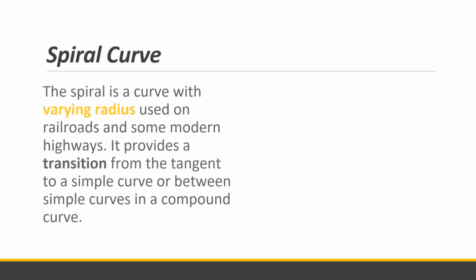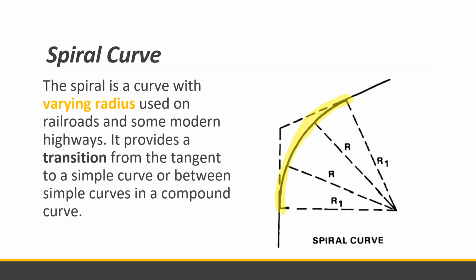Now the fourth type of curve is spiral curve. It is a curve with varying radius, which is used on railroads or some modern highways. It provides transition from the tangent to a simple curve or between simple curve in a compound curve. Sa mga darating na module, i-explain na rin kung ano yung spiral curve. Ito yung pinaka-complicated na curve.